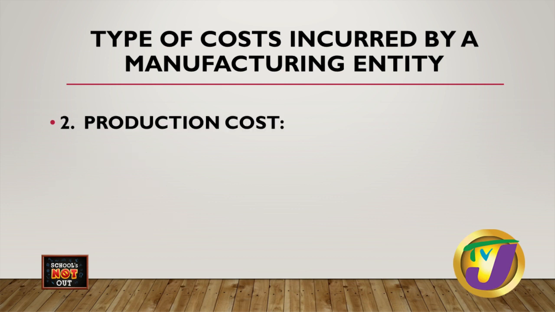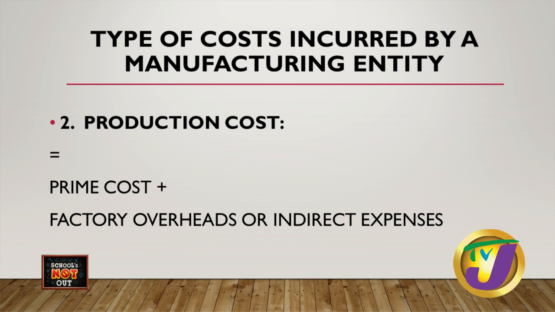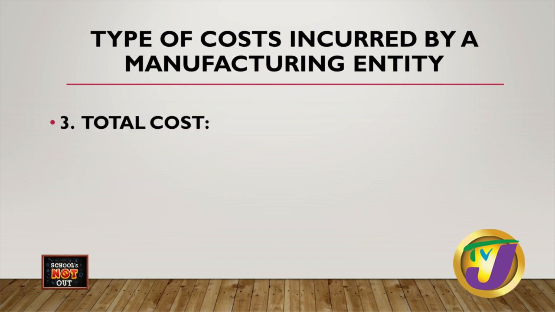Now, what is the production cost? The production cost would entail, students, what we just looked at before, the prime cost plus our factory overheads or indirect expenses, and of course, we would have our total cost. What is the total cost?